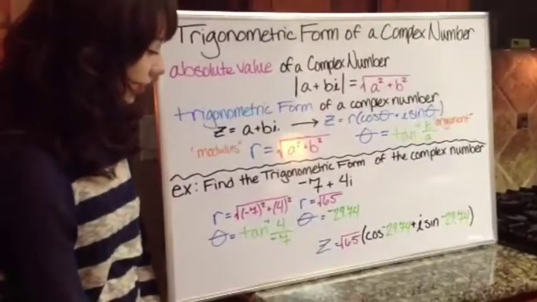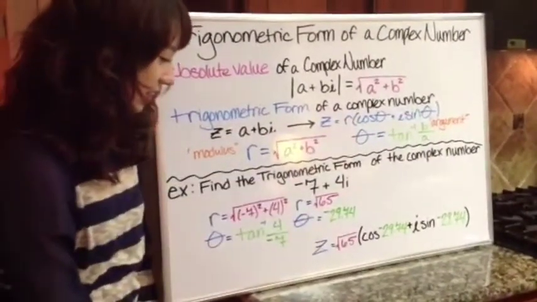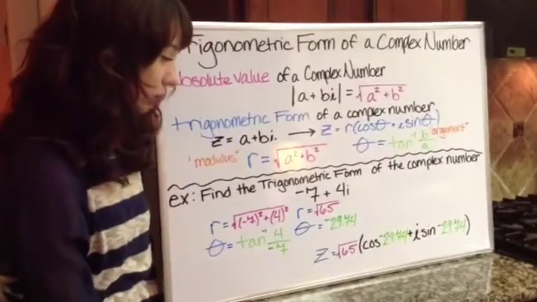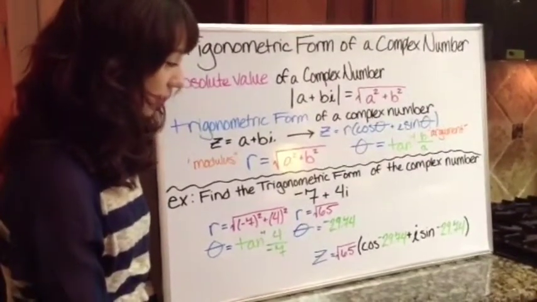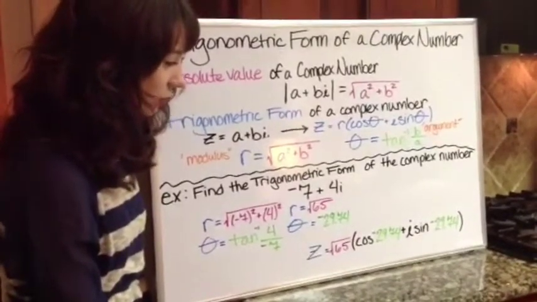So you're going to plug in your r and your theta into this equation right here. And you get z equals the square root of 65 multiplied by cosine negative 29.74 added by i sine negative 29.74.